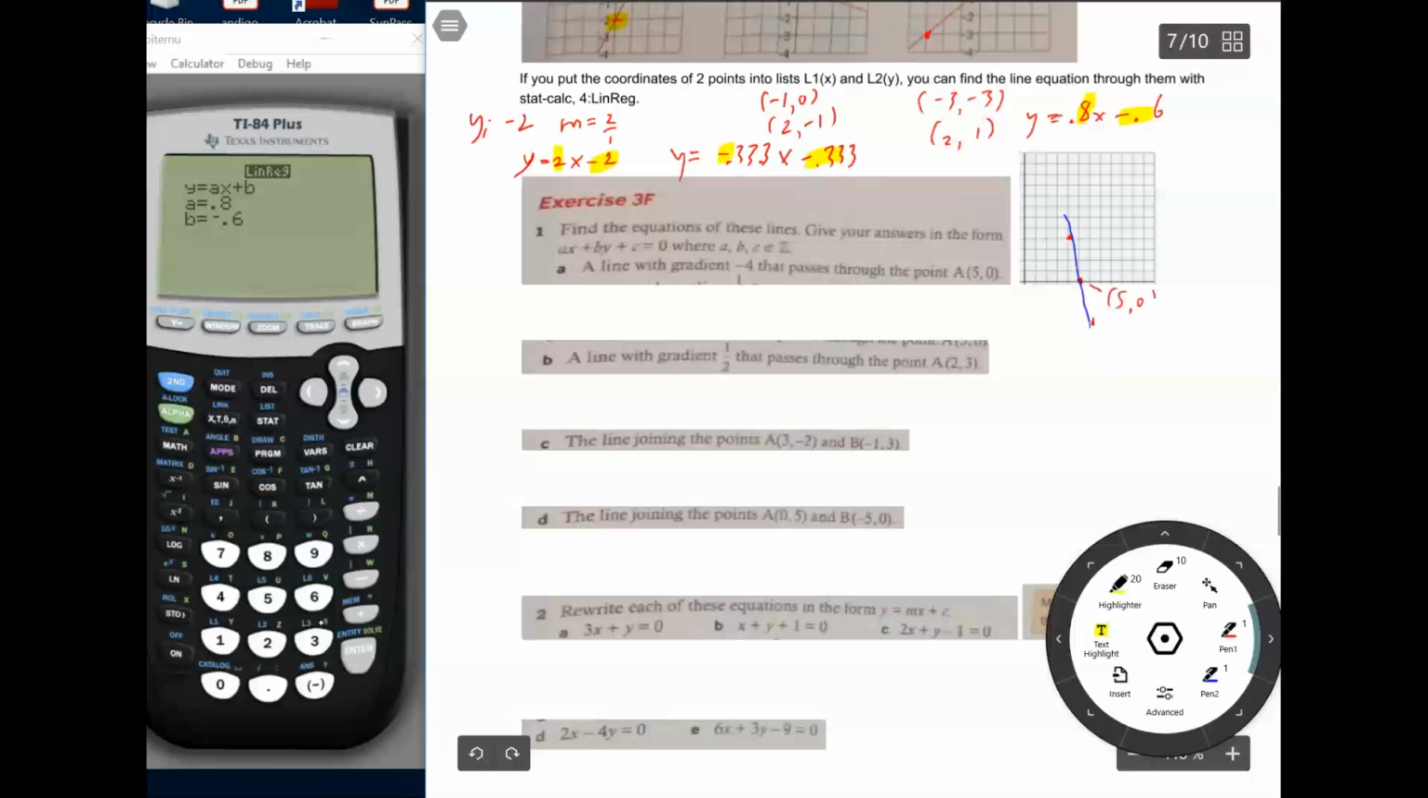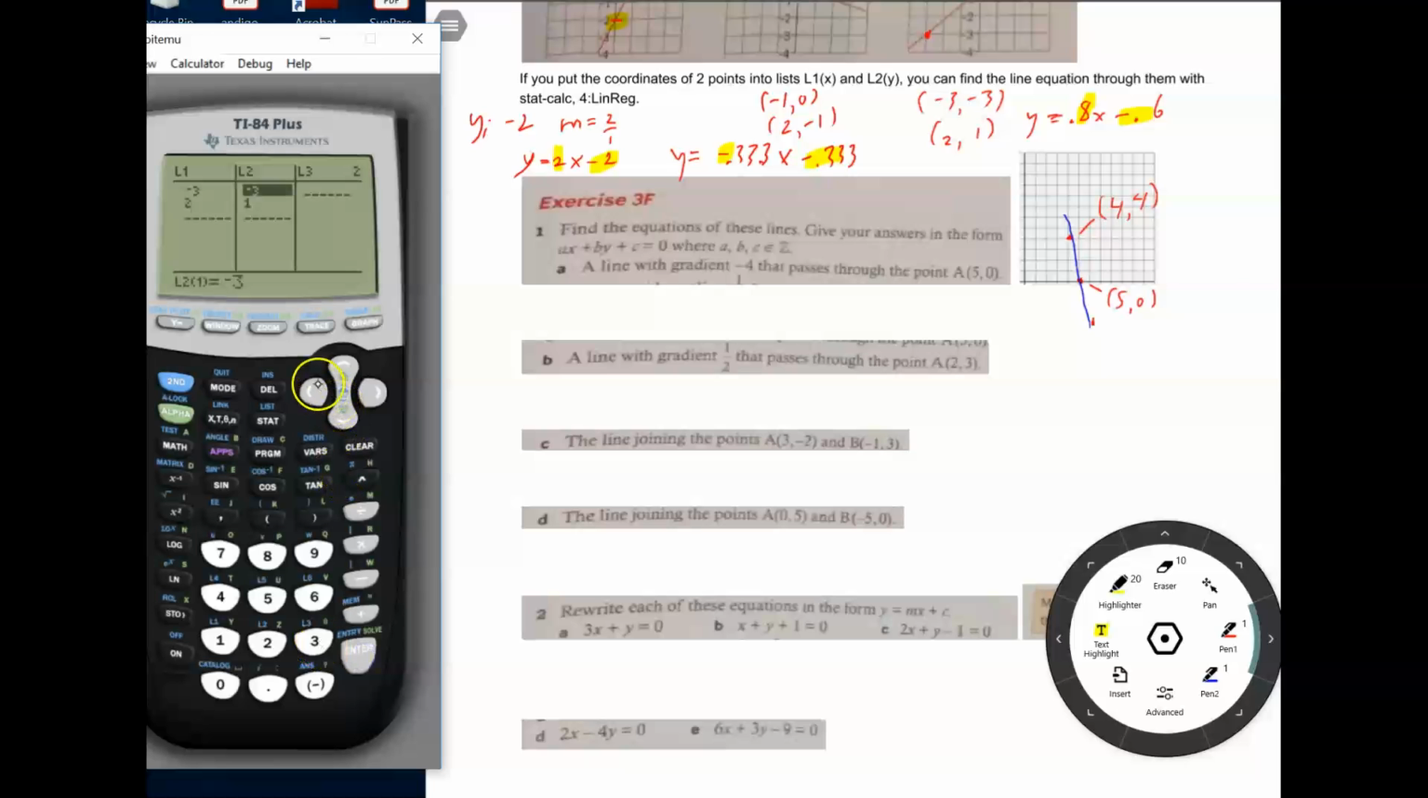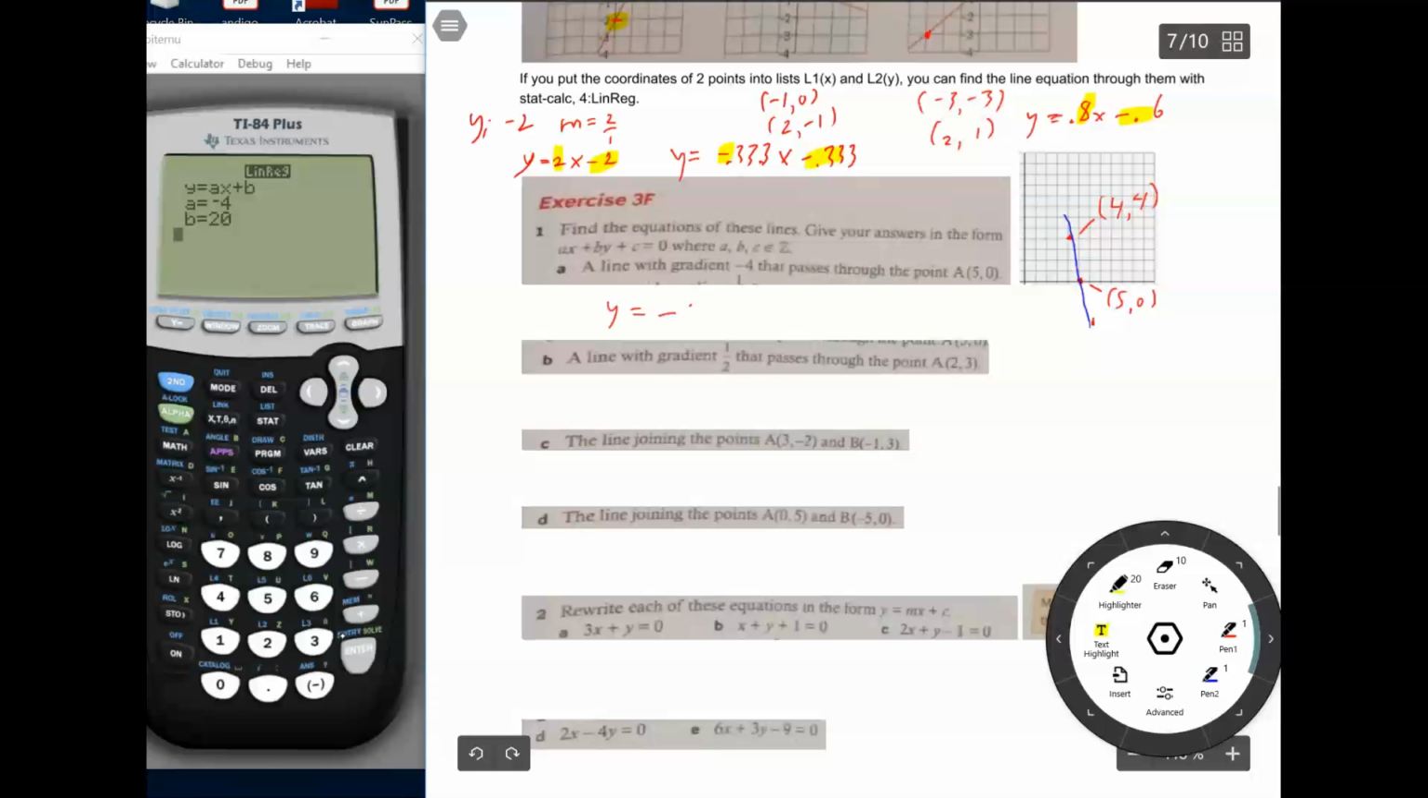How can you figure this out easily with what we know? Well, I could just put these 2 points in the calculator and do linreg. What's this point? This would be 4, 4. So this grid paper really helps us make a sketch. So I'll do stat, edit, and I'll put 4, 4, 5, 0. Stat, calc, linreg, calculate. It's going to be y equals -4x, of course -4, because they gave us the gradient as -4, plus 20.